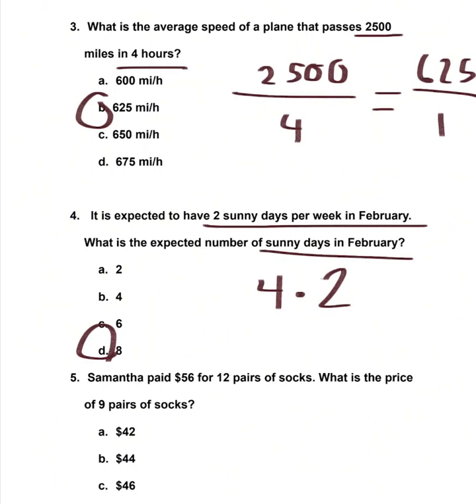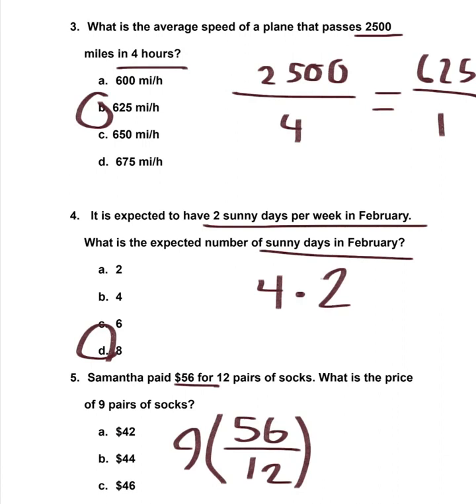Samantha paid $56 for 2 pairs of socks. What is the price for 9 pairs of socks? So for here, you do 56 divided by 12, which would get you the price per sock or per pair of sock. And then you would multiply that by 9, in which you would get the result $42.